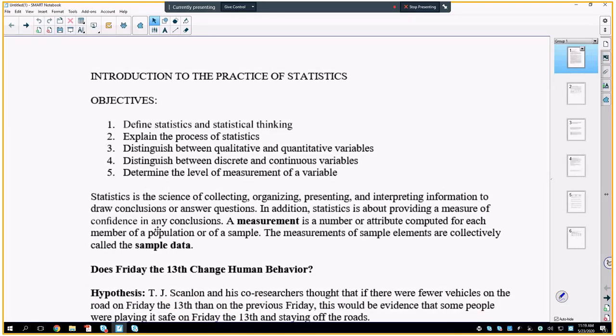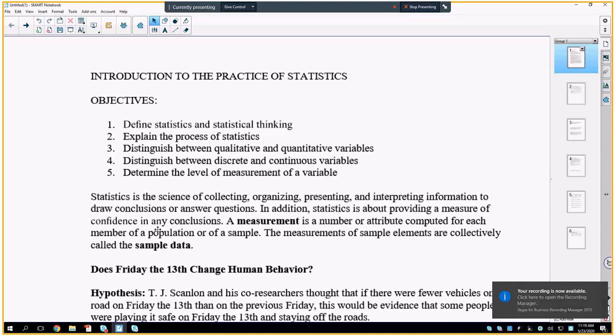Our first lesson will be an introduction to the practice of statistics. So in this lesson, we're just going to try to understand what we mean when we say statistics, and we'll learn some terminology about statistics that we will use in the future of our course.